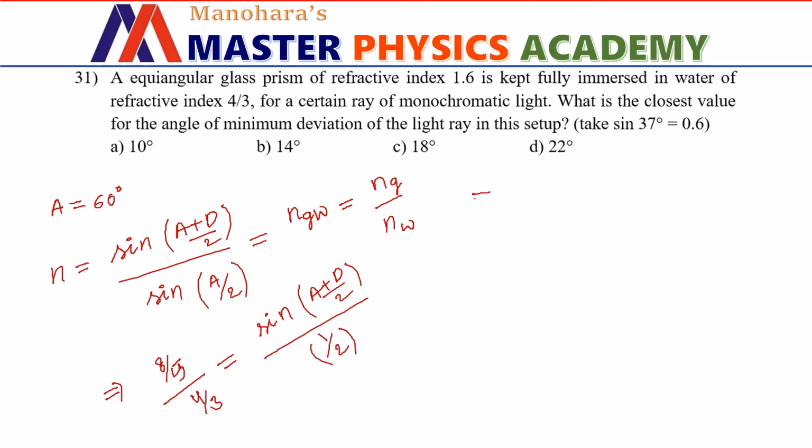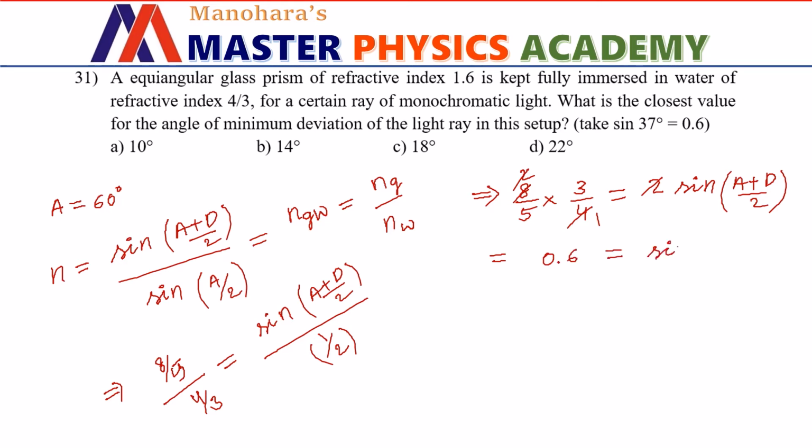Now, this implies that 8 by 5 into 3 by 4 will be equal to 1 by 2 in the denominator, so 2 will go to the numerator. So we have 2 into sin of (A plus D) divided by 2. Now 2 and 2 get cancelled from LHS and RHS. So 3 by 5, and 3 by 5 is 0.6. So 0.6 is equal to sin of (A plus D) divided by 2.